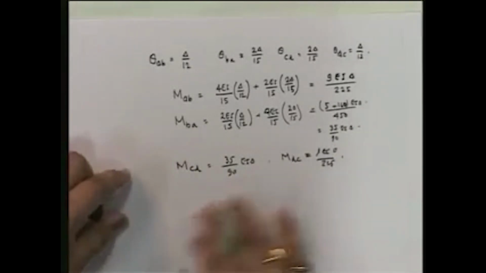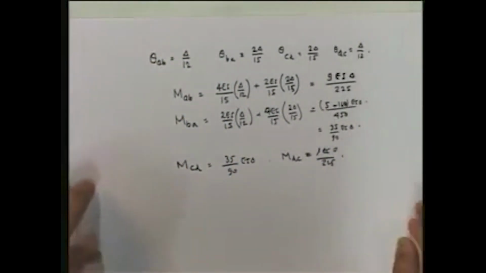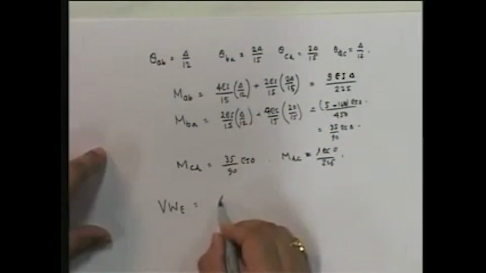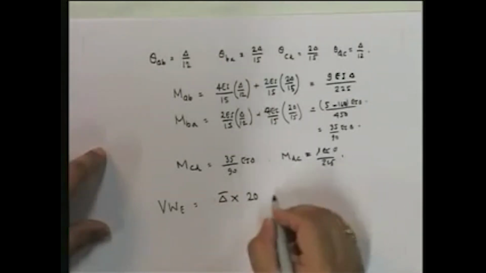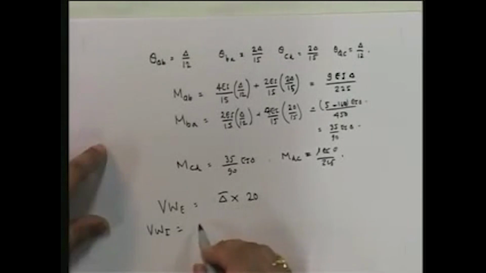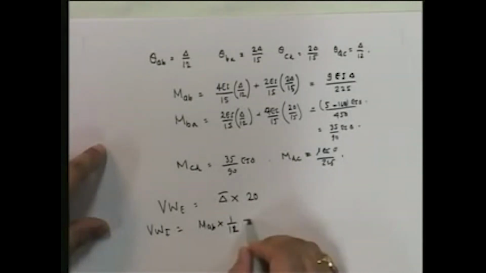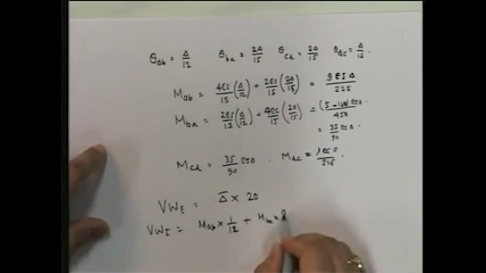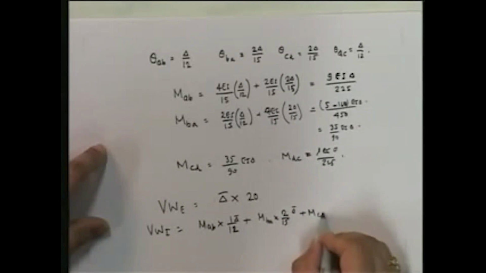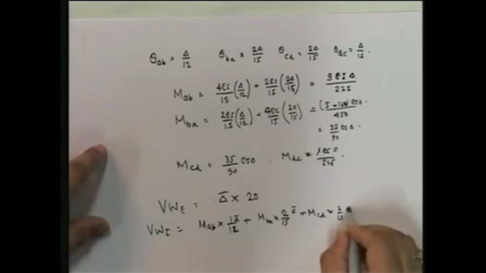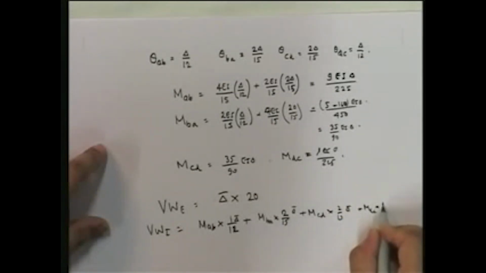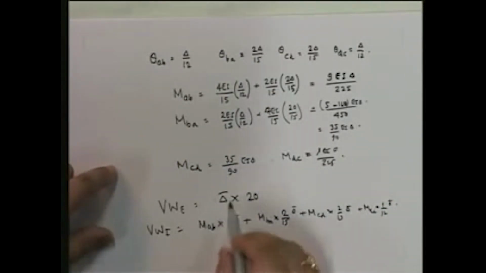Then I need to write down the virtual work equation. So how will I write down the virtual work equation? Find out all the work done by all the internal forces undergoing the displacement. So what is external virtual work? External virtual work is delta prime into 20. And what is the internal virtual work? Internal virtual work is going to be equal to MAB into 1 by 12 plus MBA into 2 by 15. Of course, delta remains, plus MCD into 2 by 15 delta plus MDC into 1 by 12 delta. Okay, so this is equal to this.